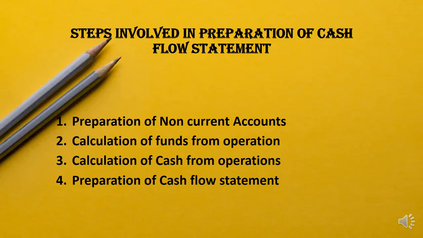And the last step is preparation of cash flow statement. The findings of all the above mentioned steps are to be incorporated in this statement. The statement starts with the cash and bank balance at the beginning of the period. If there is bank overdraft and cash balance, the net cash balance or net bank overdraft becomes the starting point. The various sources of cash are added to the opening balance and the uses of cash are subtracted. The balance represents the cash and bank balance at the end of the accounting period.